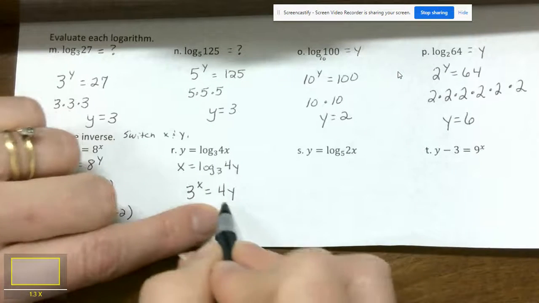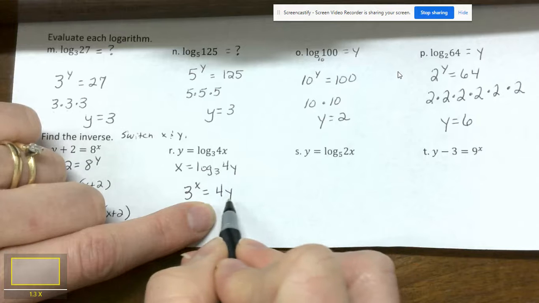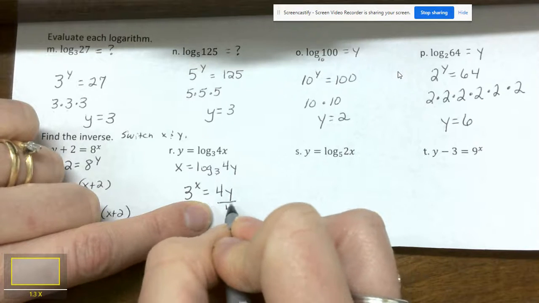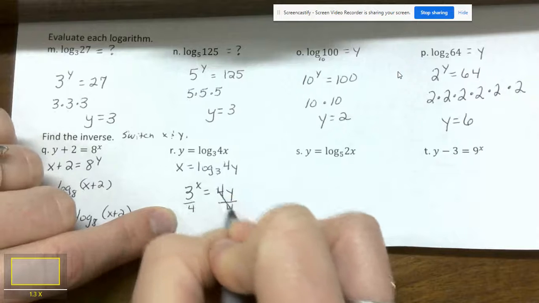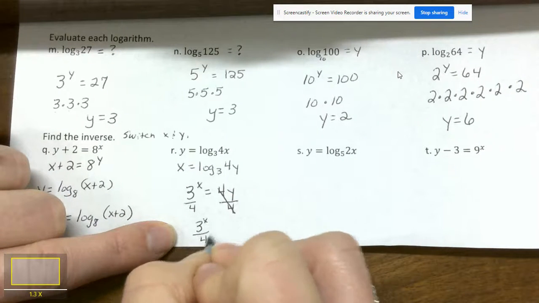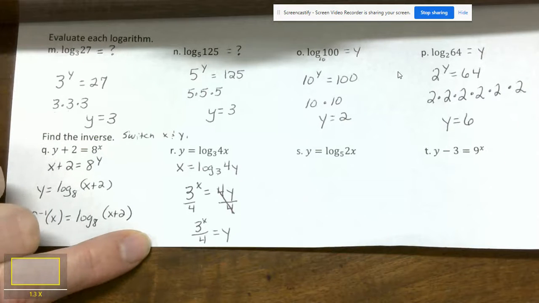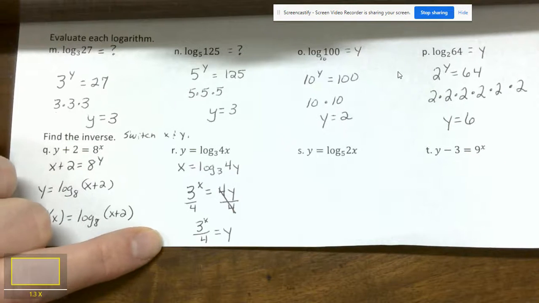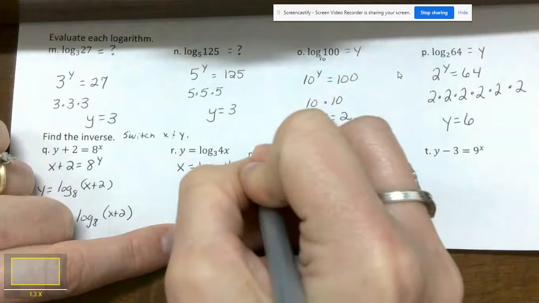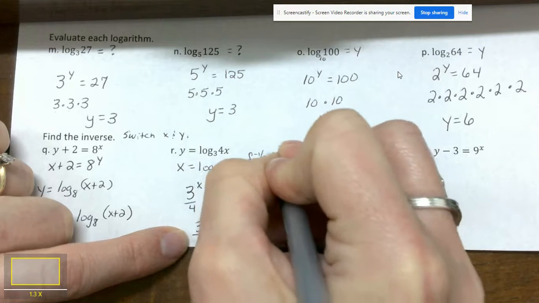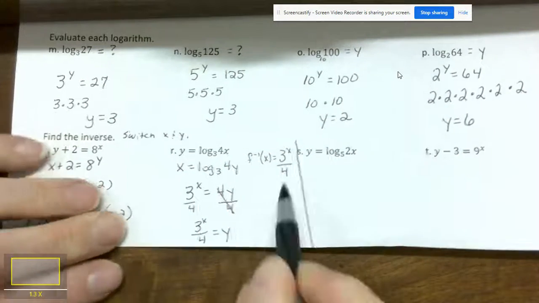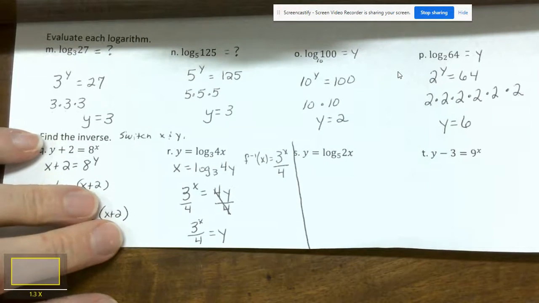Okay, now between 4 and y is multiplication. The way that we undo multiplication is by dividing. So I need to divide both sides by 4 here. And that's going to give me 3 to the x over 4 equals y. Now you're just replacing the y with f inverse. So f inverse of x equals 3 to the x over 4. I'm going to draw a line there so that you'll know that that's separating those problems.